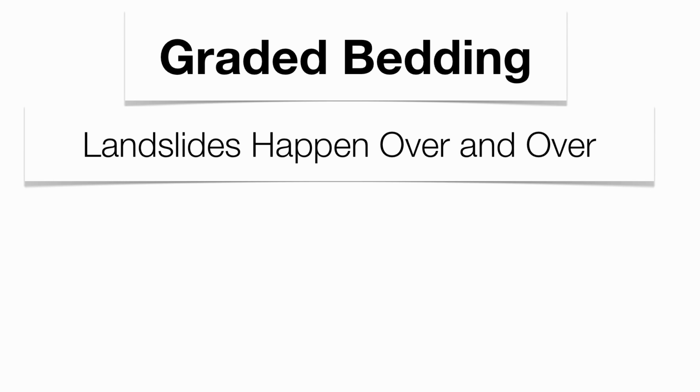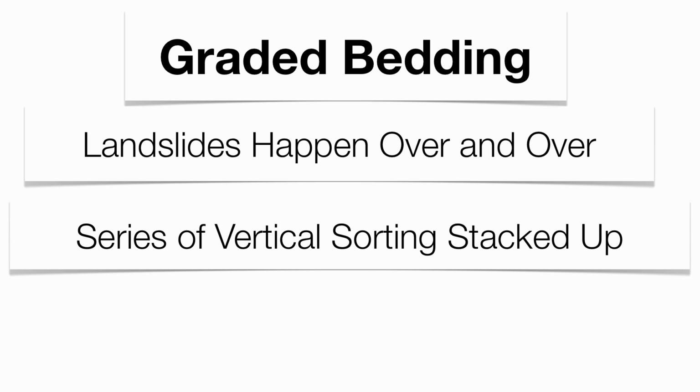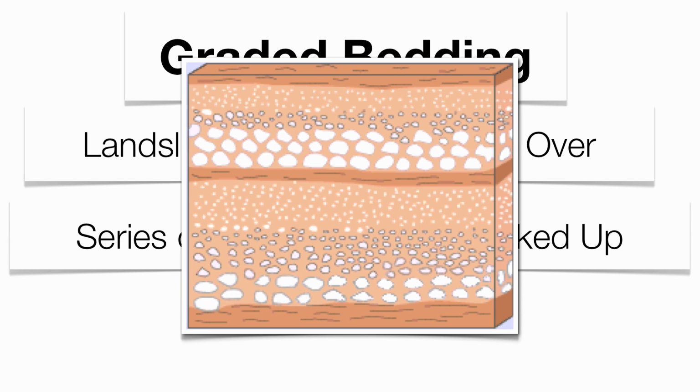Now, sometimes you can get a series of landslides that happen over and over and over again. So you might get a series of vertical sorting stacked on top of each other. That's what we call graded bedding. So you see in that organization is large, medium, small, and geologists can actually tap into the sediment and figure out how many landslides might have occurred in a certain amount of time.